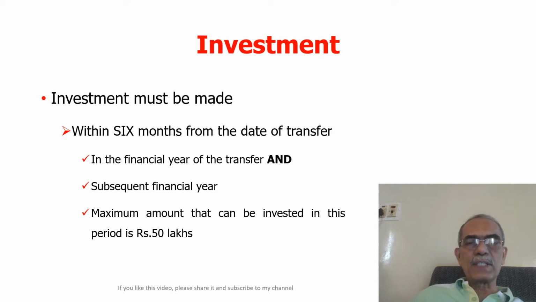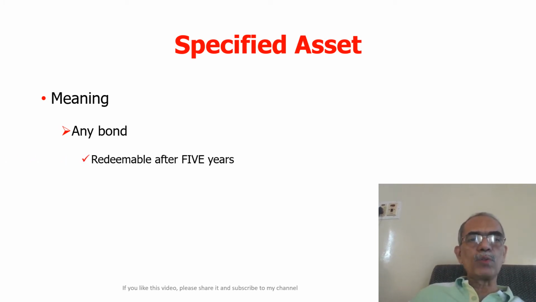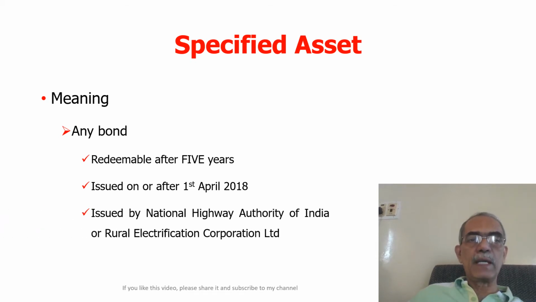But the only restriction is that the maximum amount that can be invested under this section is 50 lakh rupees. The investments have to be made in specified assets. Now, the meaning of the term specified asset is any bond which is redeemable after 5 years. That means any bond which has a maturity period of 5 years, and this bond is issued after 1st April 2018. Some examples of such bonds are bonds issued by National Highway Authority, Rural Electrification Corporation, Power Finance Corporation, etc., or any other notified companies.